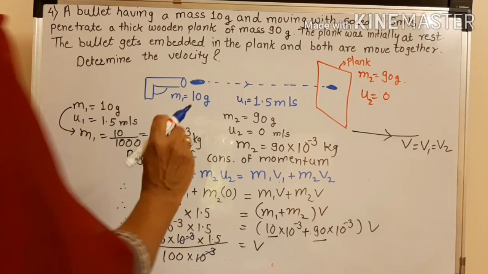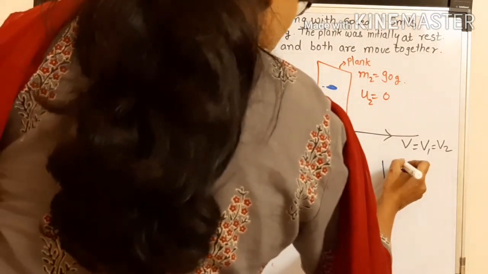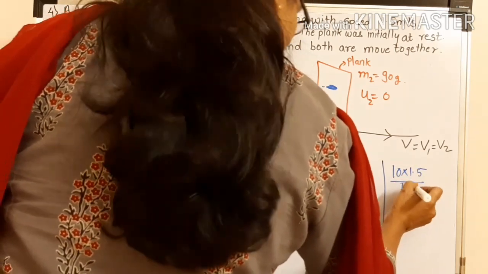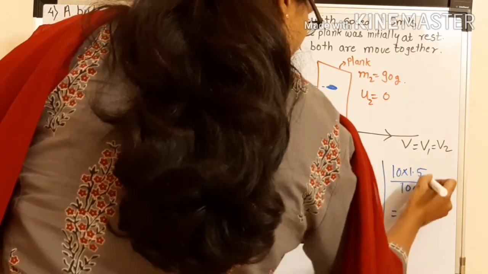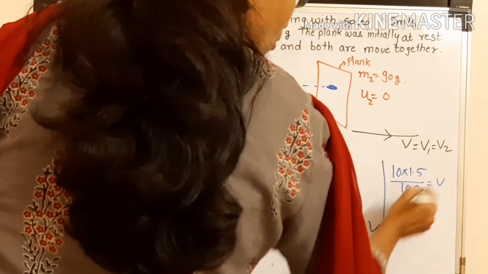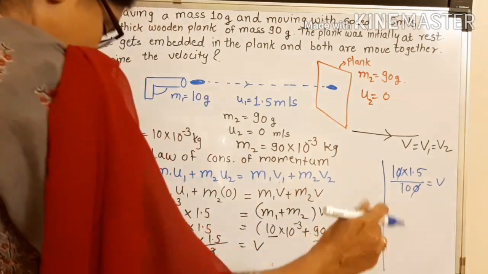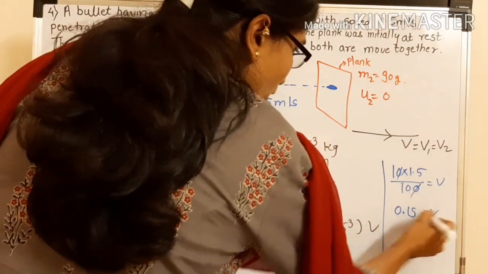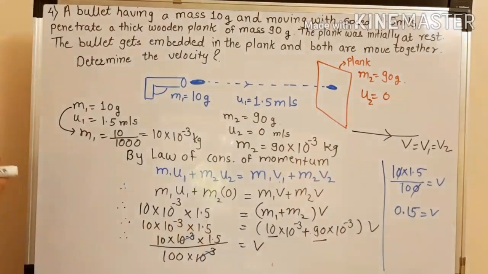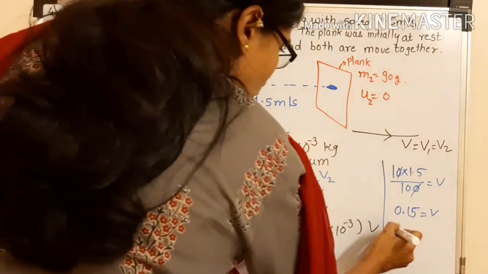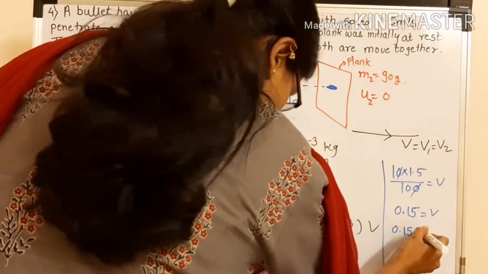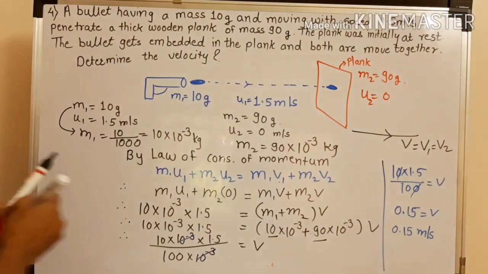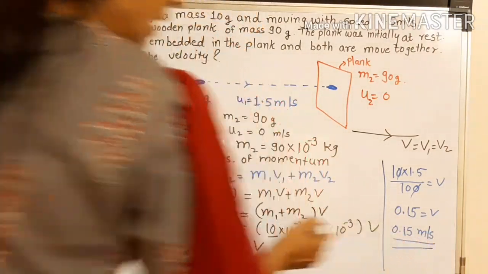So what is the numerator here? 10 into 1.5 divided by 100, which is equal to V. Now 15 divided by 100 is 0.15, which is equal to the velocity. So the answer is 0.15 meter per second. This is the final velocity of the plank as well as that bullet.